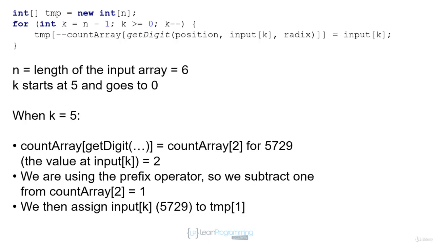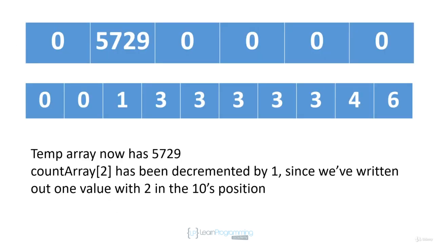So let's go through that one more time. We're going to get the digit of input 5, the tens digit, and that digit is 2, because we're dealing with 5729. And then we're going to decrement the value at count array 2, which is going to give us 1. And then we're going to use that result as the index into our temp array. So we're going to assign input of k, input 5, which is 5729, into temp at position 1. And so we're going to end up with this situation where we have 5729 in the temp array.